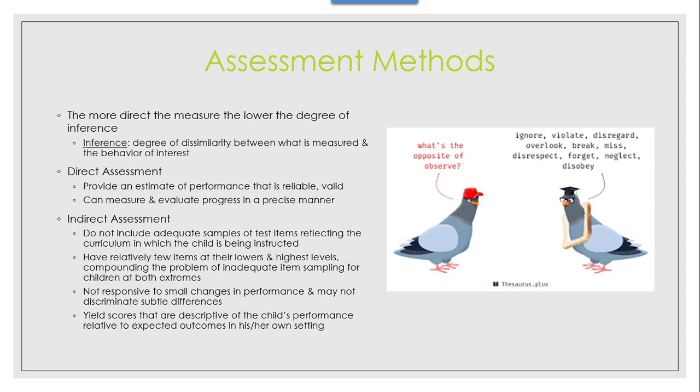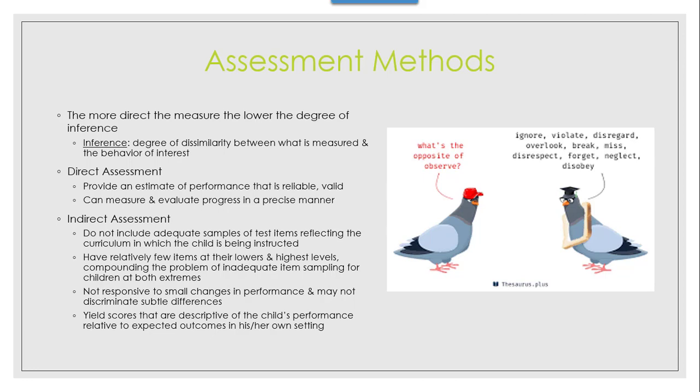So, having a teacher do a rating scale of a child's behavior is probably not as good as just observing the child's behavior, unless it's a behavior that occurs very infrequently. Okay. So make it as direct as you can. Direct is something you give directly to the child or with the child, including observations.